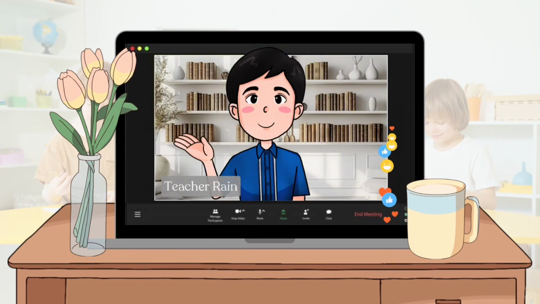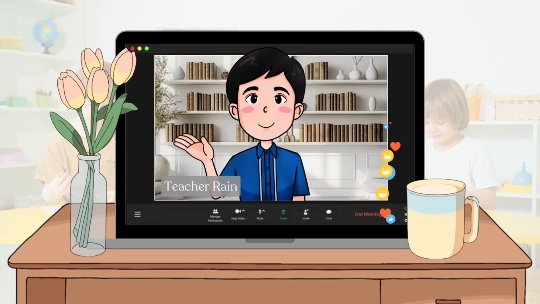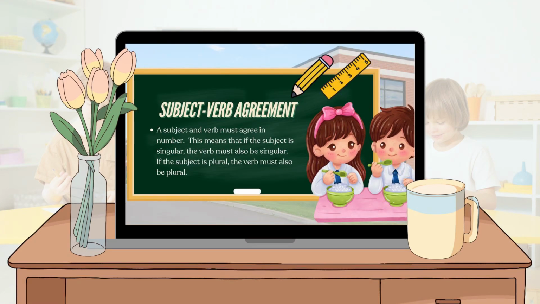Absolutely, Perez. Editing is like a writing superhero, saving sentences from grammatical villains. Yeah, but what are the villains we need to watch out for? Excellent question, Toreda. We're going to be focusing on 5 common villains that English as a second language writers often face. First up, we have subject-verb agreement.